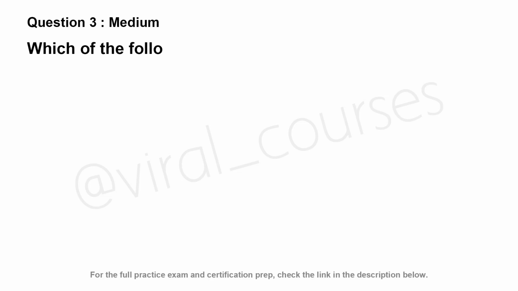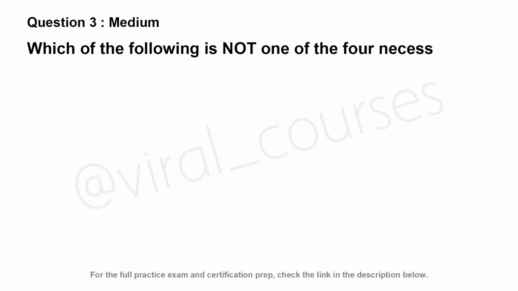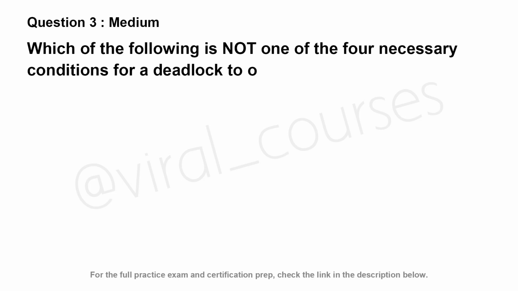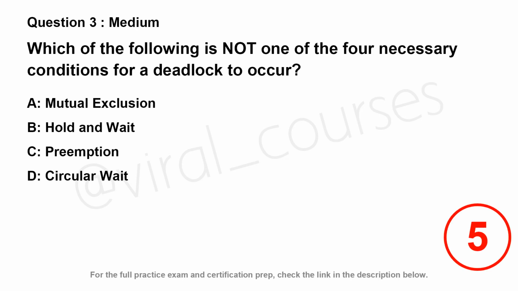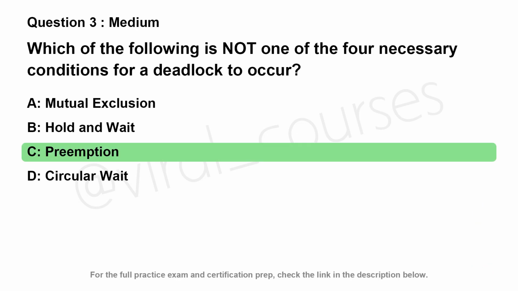Which of the following is not one of the four necessary conditions for a deadlock to occur? Option A, mutual exclusion. Option B, hold and wait. Option C, preemption. Option D, circular wait. The correct answer is C.